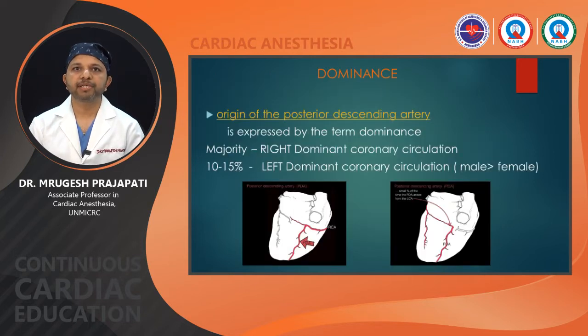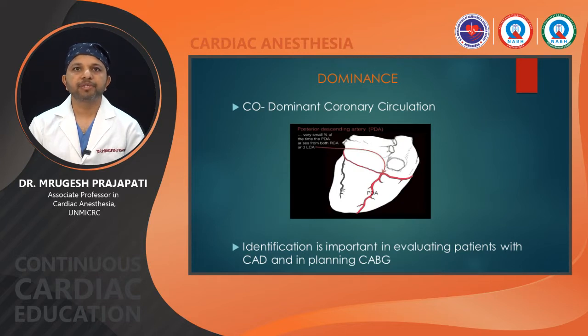The origin of the posterior descending artery is expressed by the term dominance. So in the majority of individuals, there is a right dominant coronary circulation, meaning the PDA arises from the right coronary artery. In around 10 to 15% of individuals, there is a left dominant coronary circulation, and this is more common in males when compared to females. In some individuals, there is a codominant coronary circulation, meaning the PDA arises from both RCA and LCA. Identification is very important in evaluating patients with coronary artery disease and in planning for CABG.